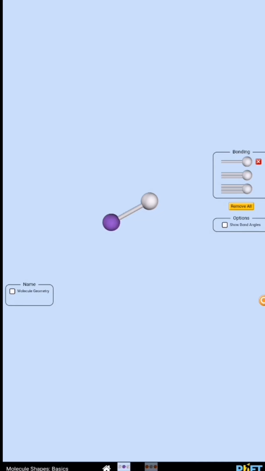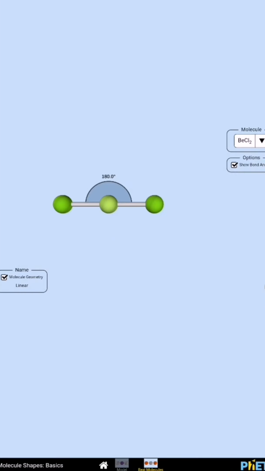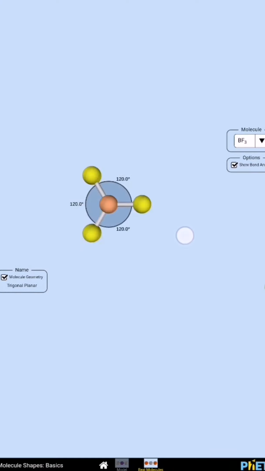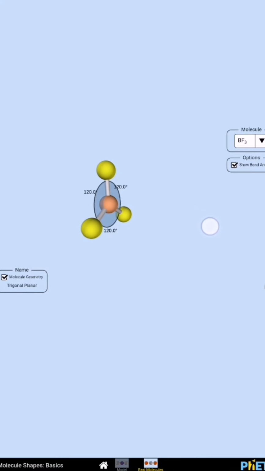The name is linear and the angle is 180 degrees. For example, it is beryllium chloride. Then we add 1 single bond again, it will be trigonal planar. The angle is 120 degrees and the example is boron trifluoride.